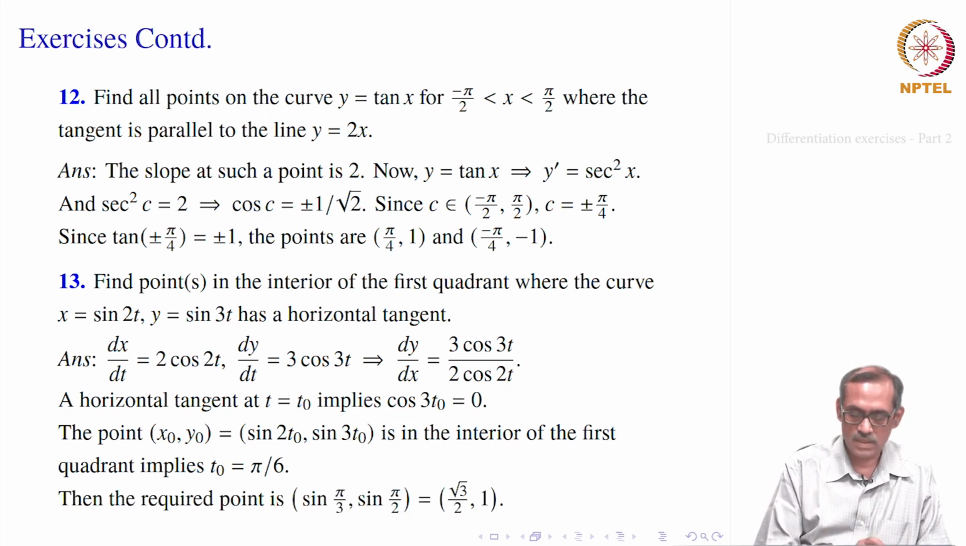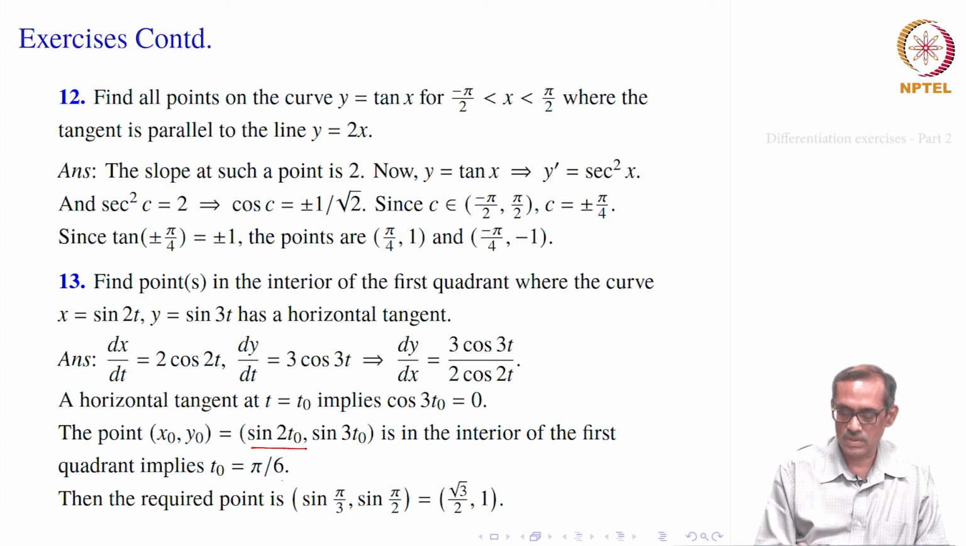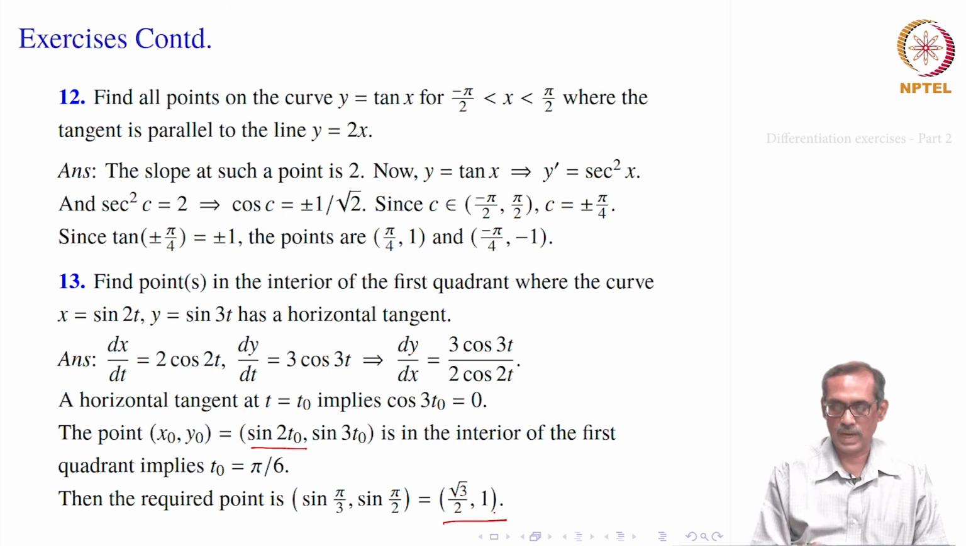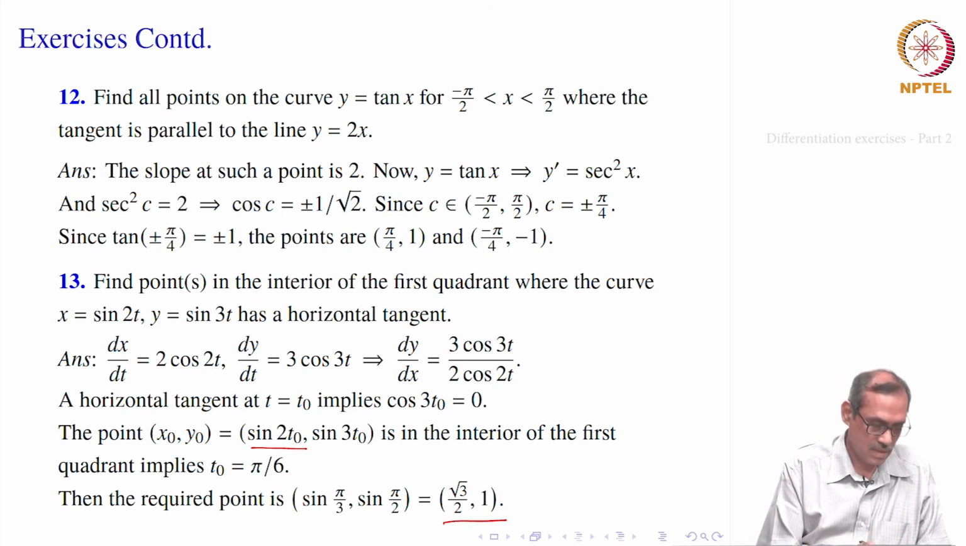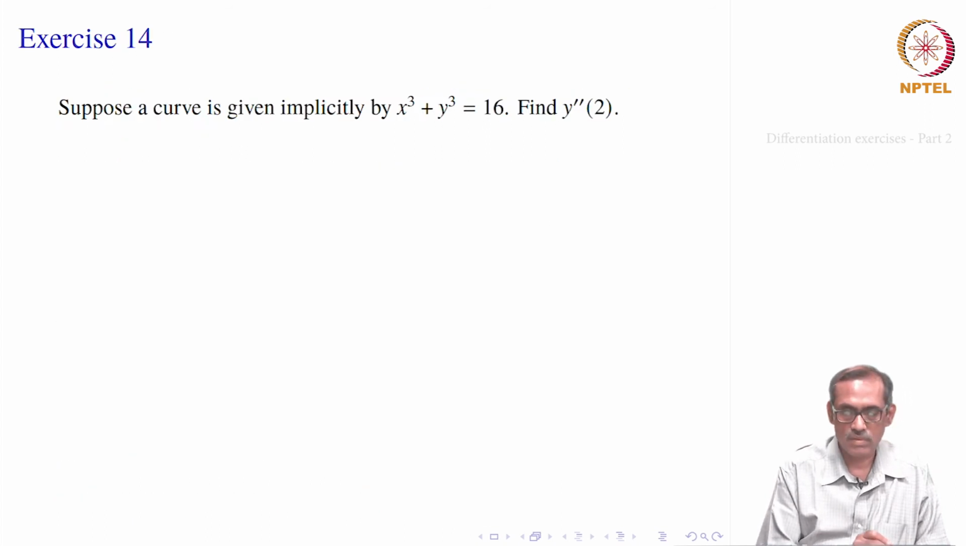So what is the point? The point is sine of 2t0, 2 times pi by 6 which is pi by 3, and sine of 3t0 which is 3 times pi by 6, that is pi by 2, which gives root 3 by 2 and 1. All right. So we may solve one more problem.